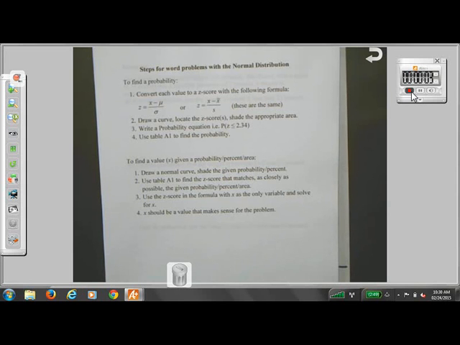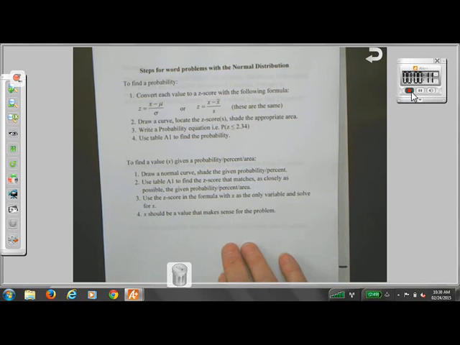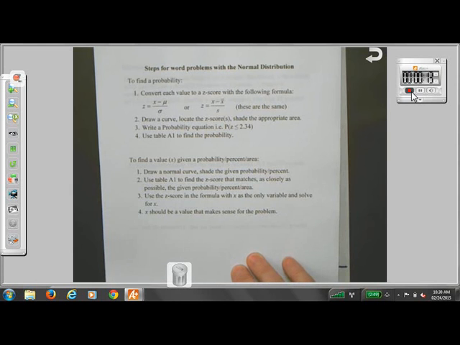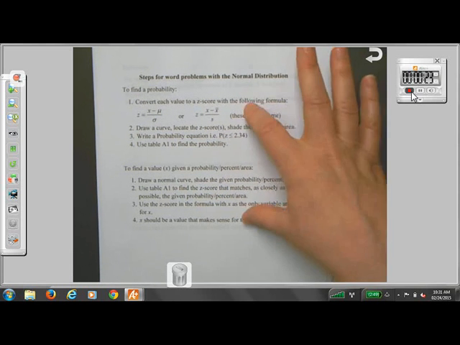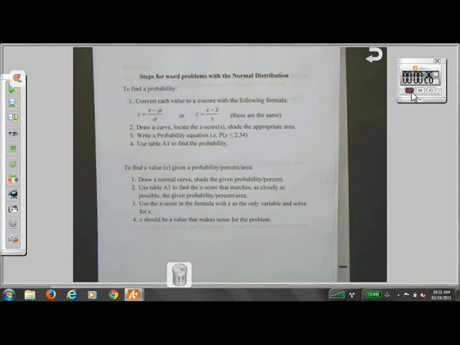Okay, so here we go with solving word problems that use the normal distribution. The example that I'm going to run through today uses a variety of different steps and procedures, so you need to follow along. And of course, hopefully you'll get to view this as many times as you need to. So these are the steps, and I'm going to refer back to these steps as we need them.